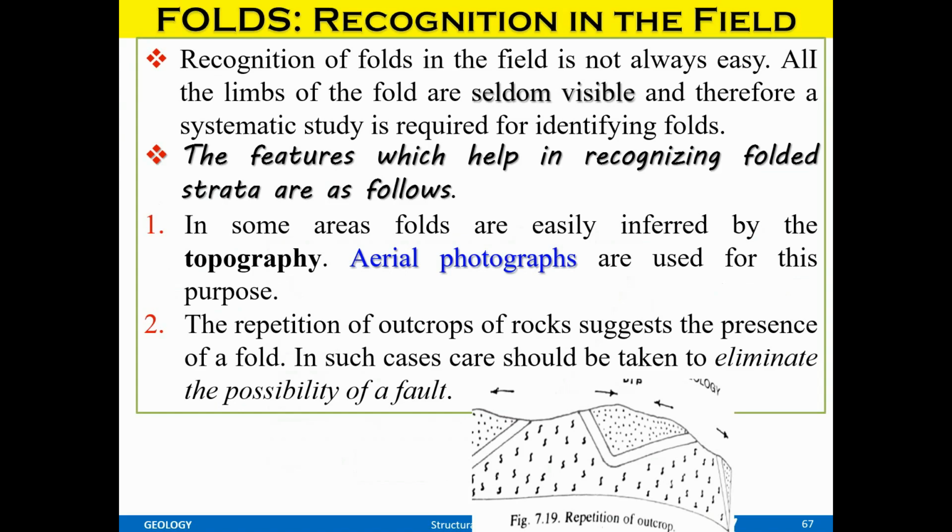Now, how can you classify a fold? How can you identify a fold in the field? See, fold structure I have already discussed. It could be the wavelength. I am talking about the wavelength. Let's say it's 10 kilometers wide. So it's a huge structure, and some portion of that you will be seeing as an outcrop. So how can you understand it's a fold, which type of fold is there?